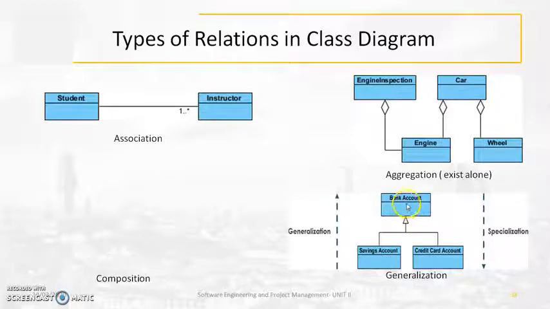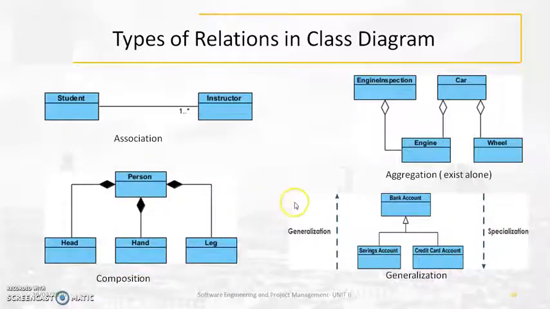Generalization is a type of inheritance. This follows a bottom-up approach, and this follows a top-down approach of inheritance. Composition is a type of, again, association. In this, a merge type of relationship.